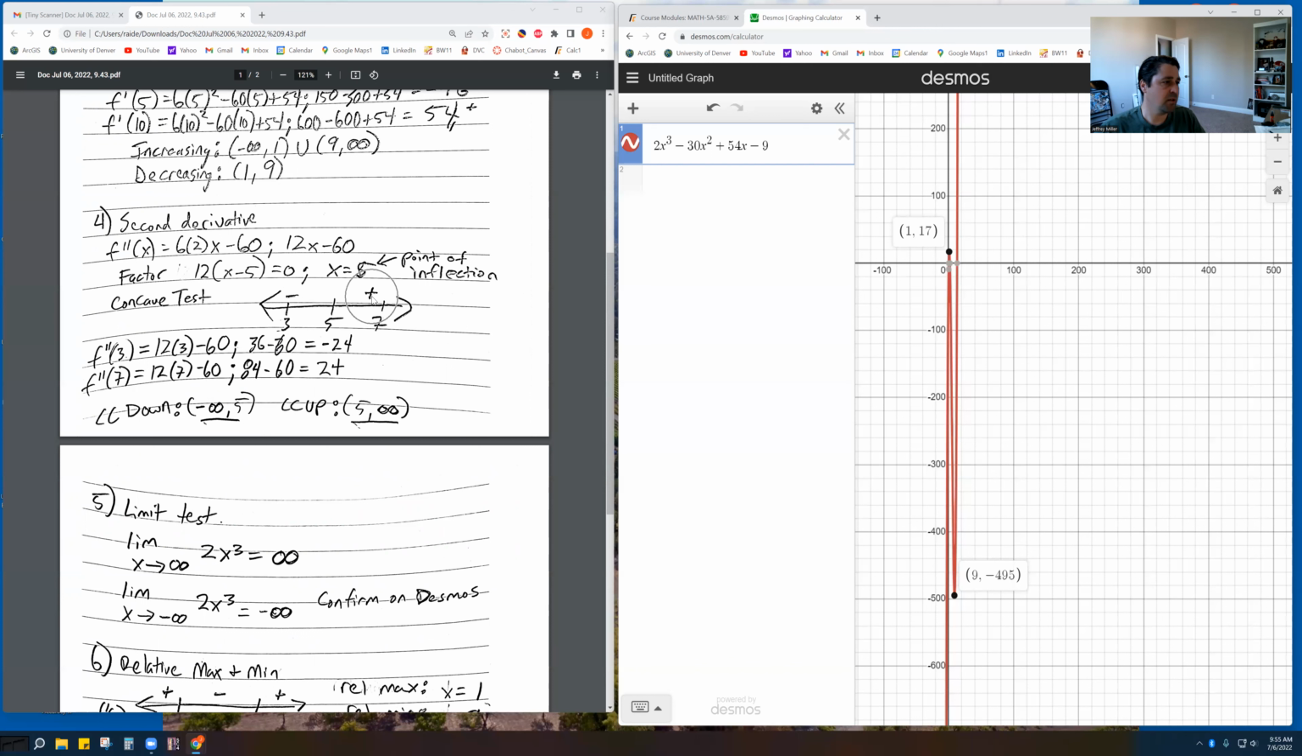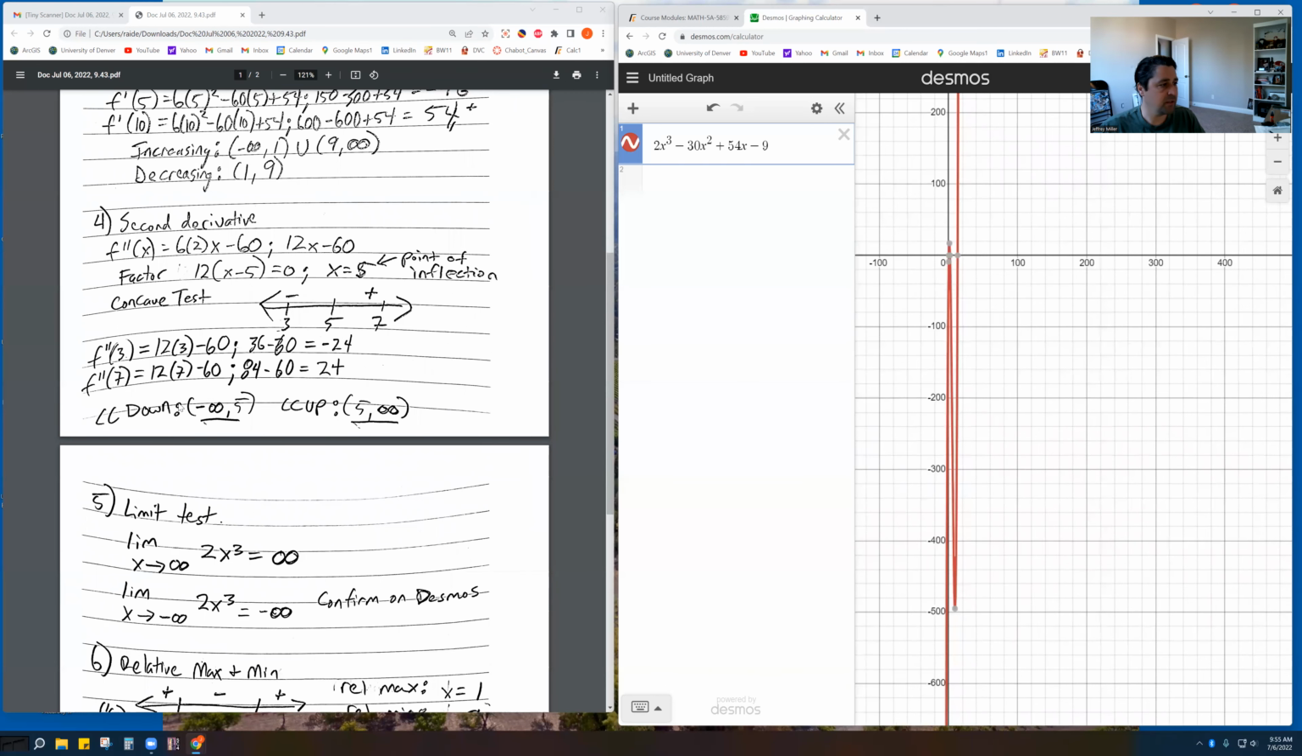So then we end up with this over here, and that does tell us that our point of inflection is 5. Let's just back up real quick. Concavity is in a downward position from negative infinity to positive 5.